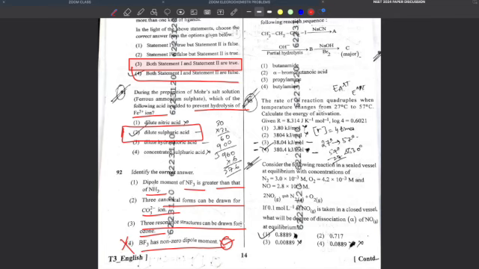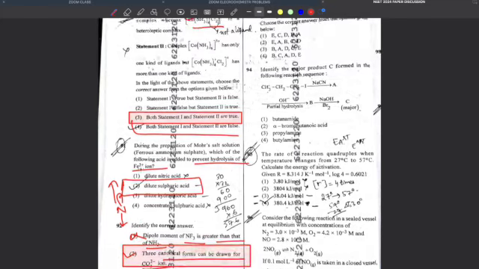3 resonating structures can be drawn for ozone. Only 2 are drawn; for CO3 3 are possible. NF3 is greater than. How will it be in NF3? The lone pair is here and the bond dipoles are opposite, so it will cancel. So this is also wrong. So the answer is the second option. Second option is the right option.